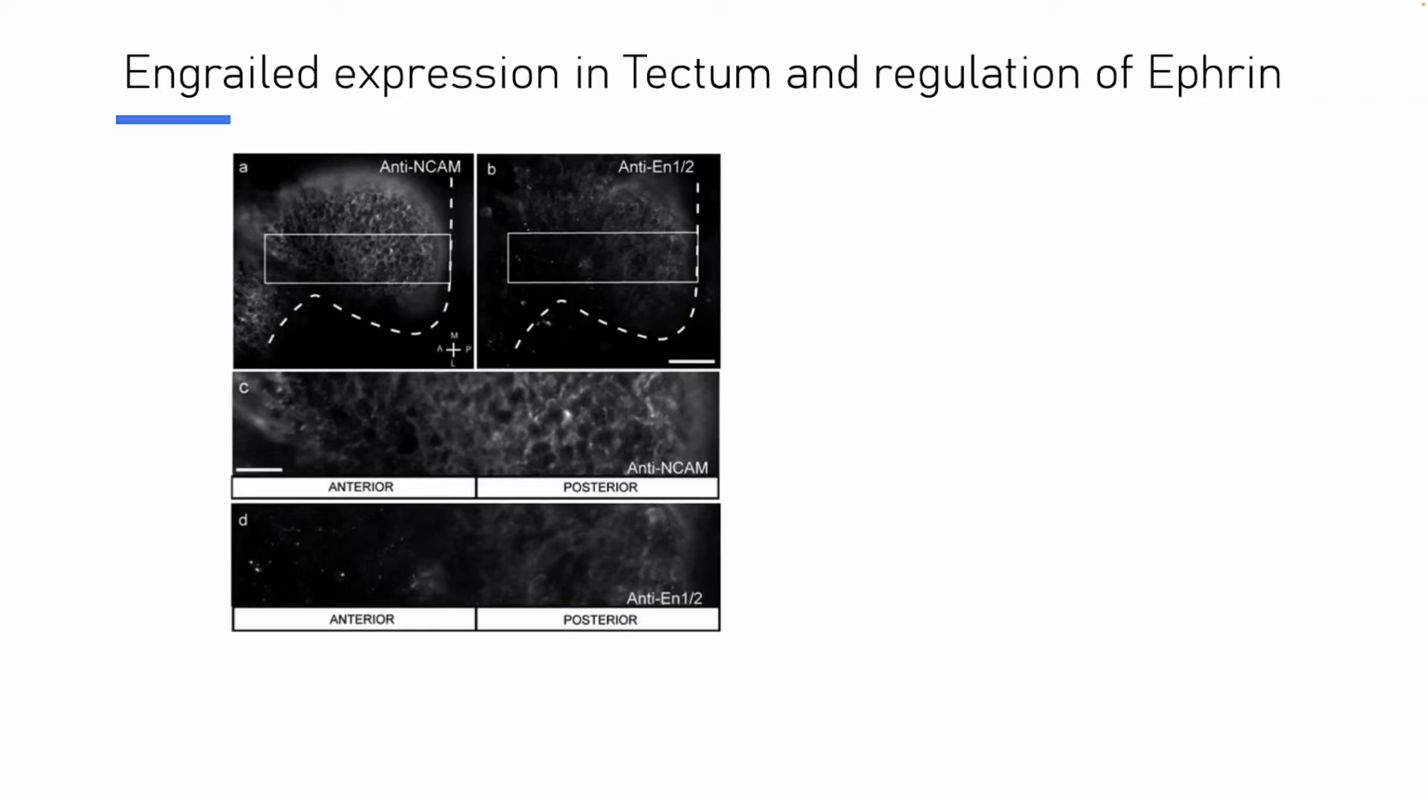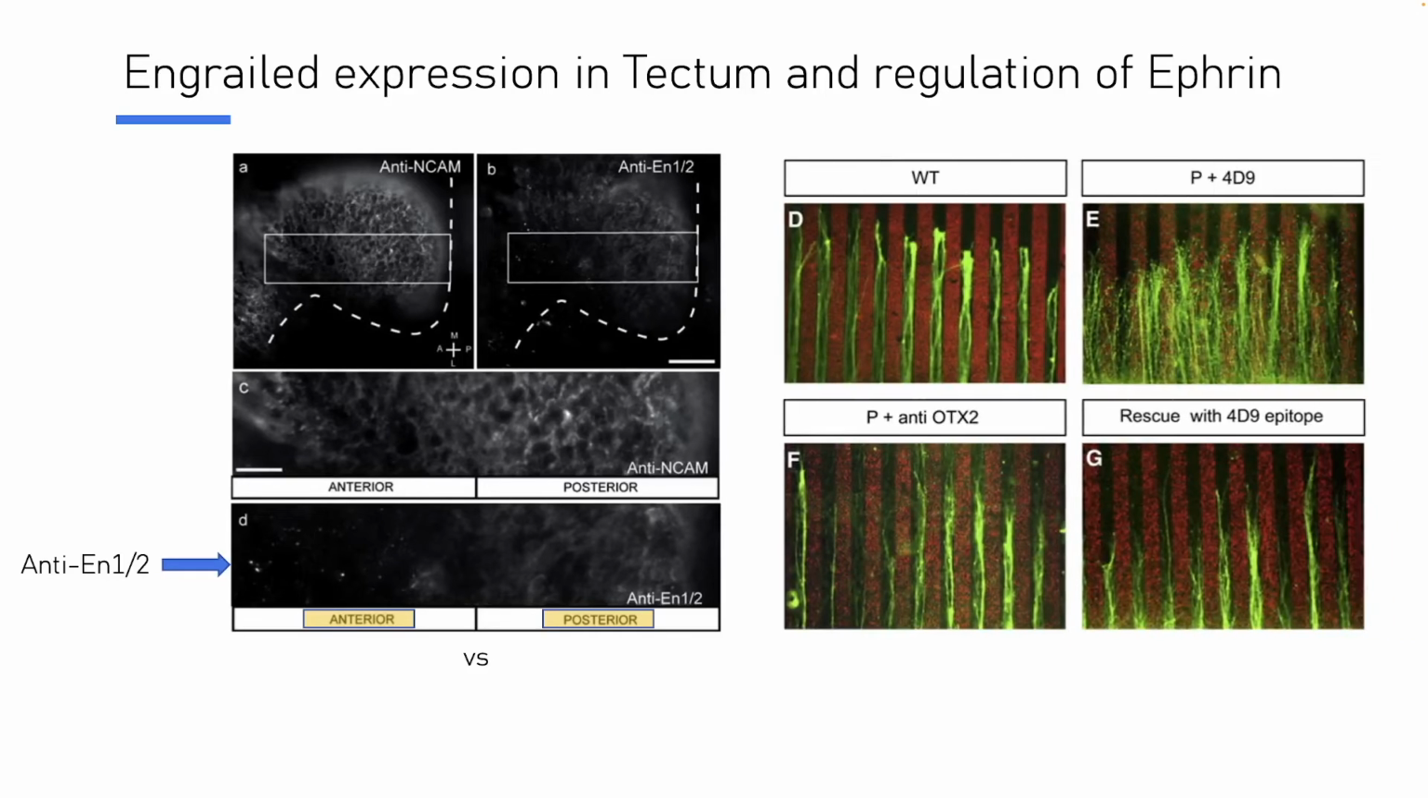Thus, they're still about. In fact, transcription factors EN1 and EN2 can be found in the tectum in a concentration gradient, with higher concentrations of EN1 and EN2 in the posterior of the tectum and lower concentrations in the anterior. The same kind of gradient ephrin 1A is in. Coincidence? Well, what happens if you did the striped carpet assay with the temporal axons, but you hit engrailed with 4D9, an anti-engrailed antibody?